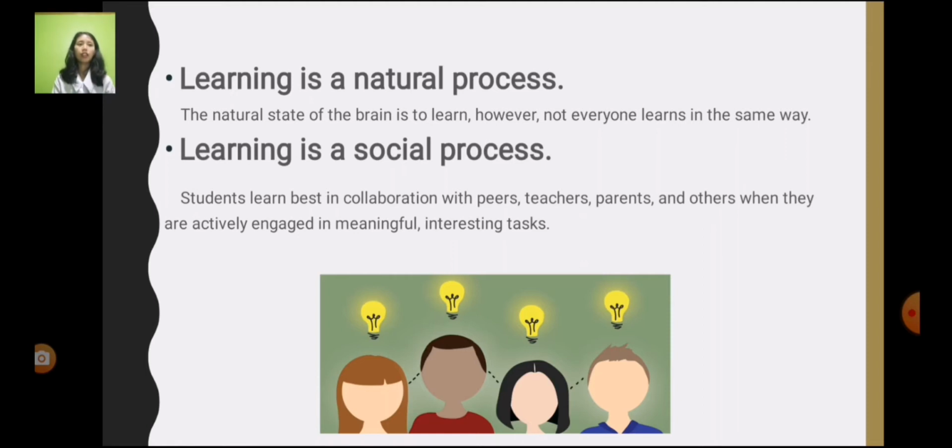Next is, learning is a social process. As Vygotsky noted before, students learn best in collaboration with peers, students, teachers, parents, and others when they are actively engaged in meaningful, interesting tasks. This has something to do with the collective brains, where the more people are involved, the more brainstorming happens, and the more ideas to discuss and learn. ICT helps provide both the teacher and the students an opportunity to collaborate. For example, are the group works and the group projects.